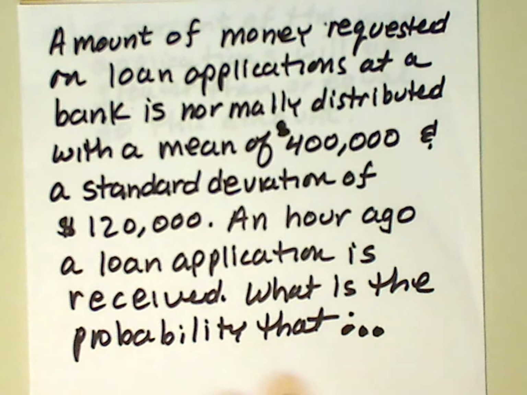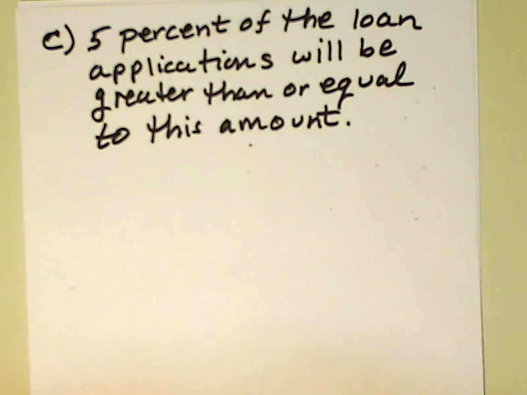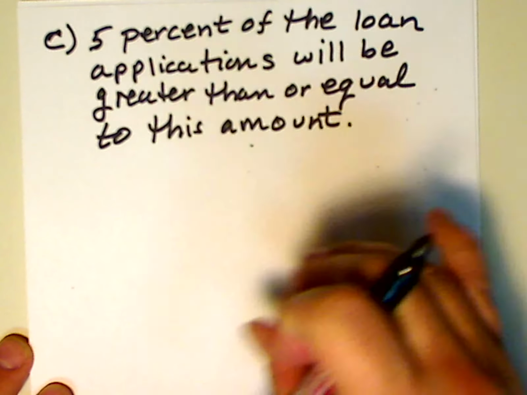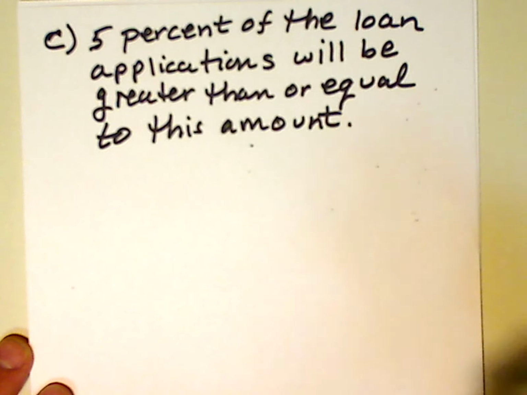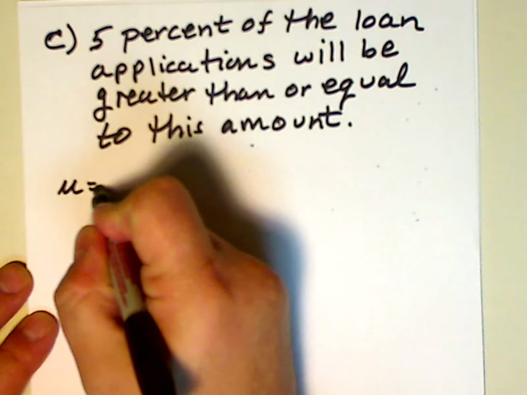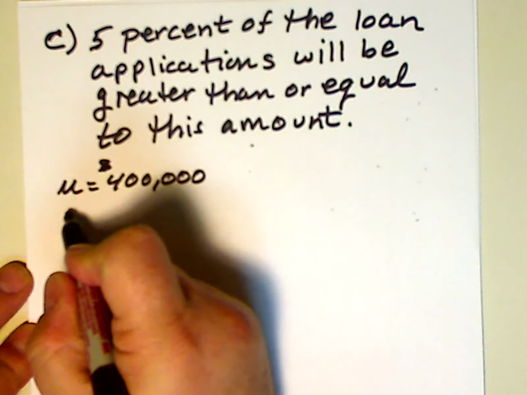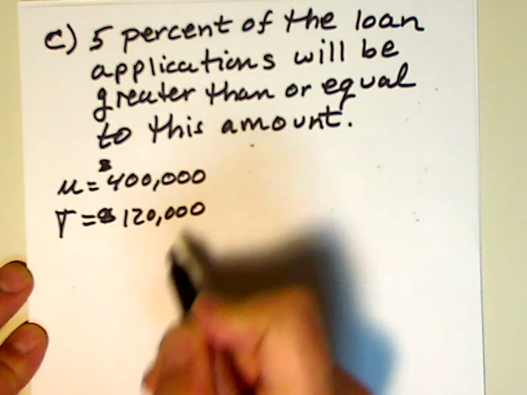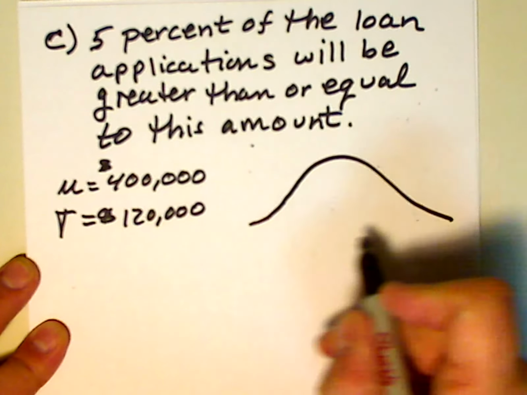So now here in part C, we're saying this. We want to know what value will be the cutoff point where 5% of the loan applications will be greater than or equal to this amount. So, according to the problem, we have a mean mu of $400,000 on these loan applications, and we have a standard deviation of 120,000. Let's draw a picture, and I think that I can explain it a little bit better.